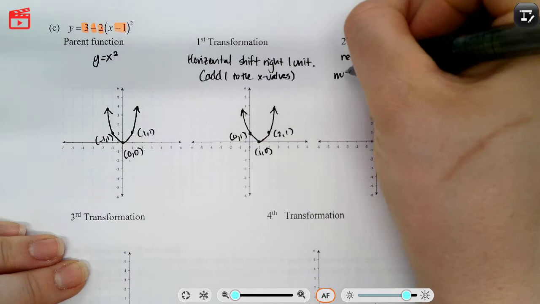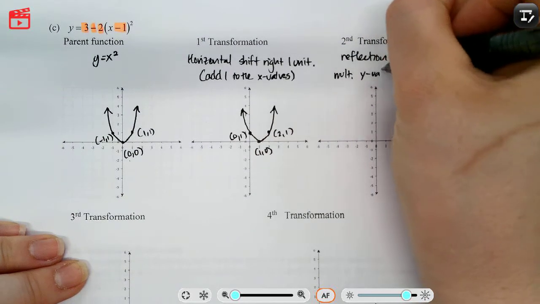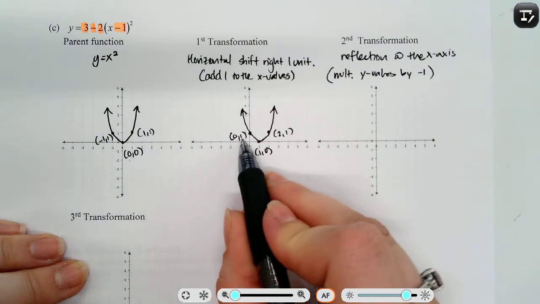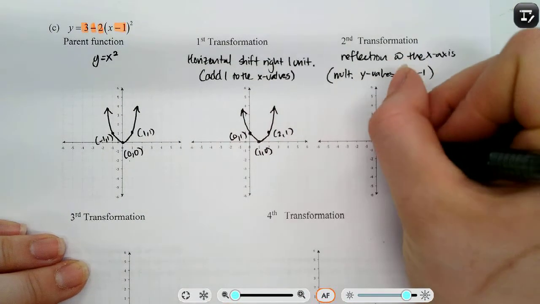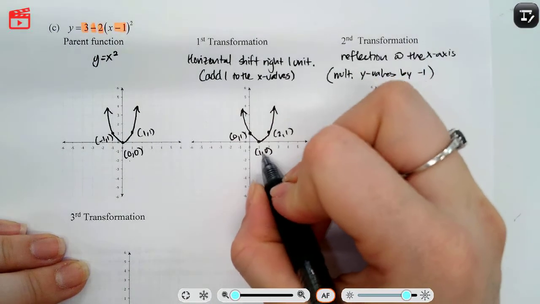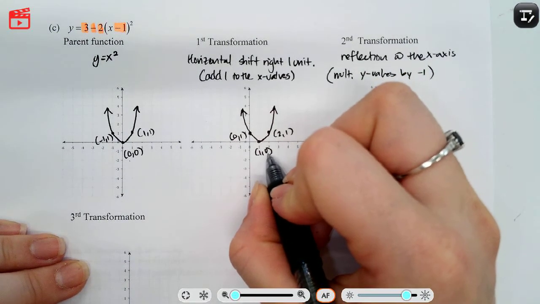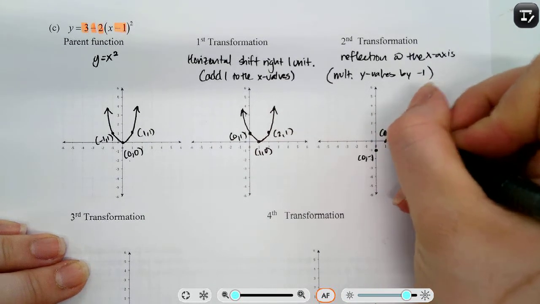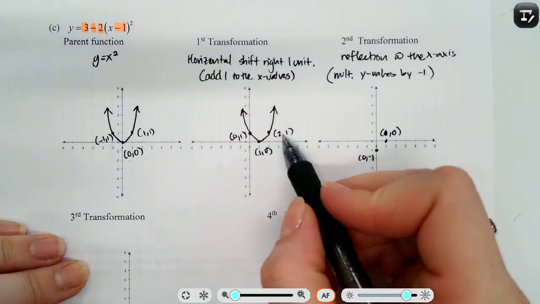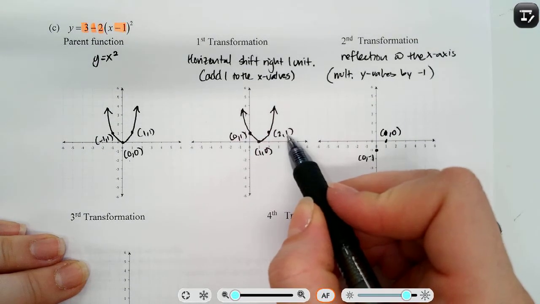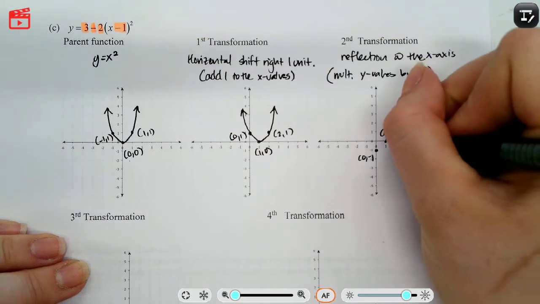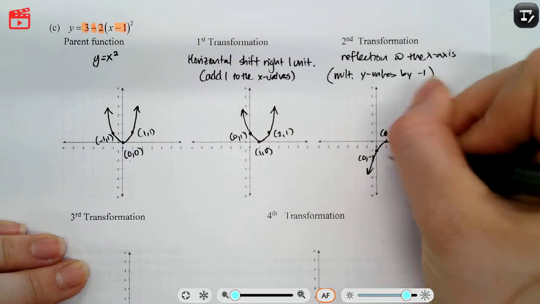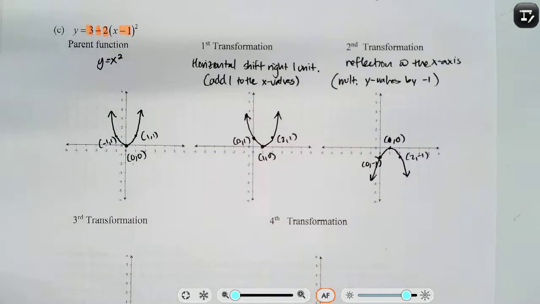So multiply y values by negative 1. All right, so my y value is 1. Multiplying that by negative 1, we'll get 0, negative 1. Multiplying my y value by negative 1 does nothing. And multiplying my y value by negative 1, that's going to be 2, negative 1. And there we go.